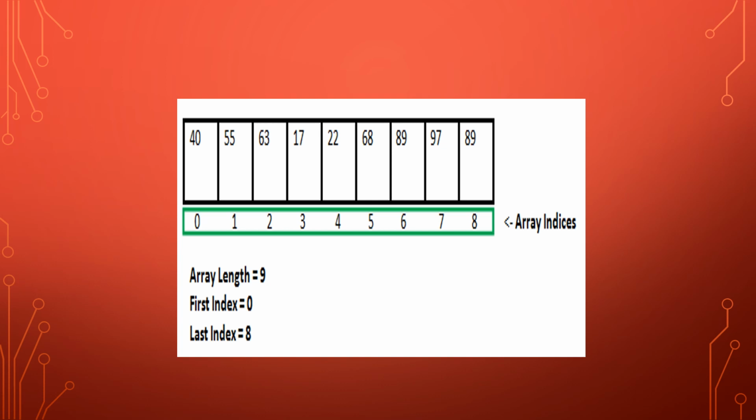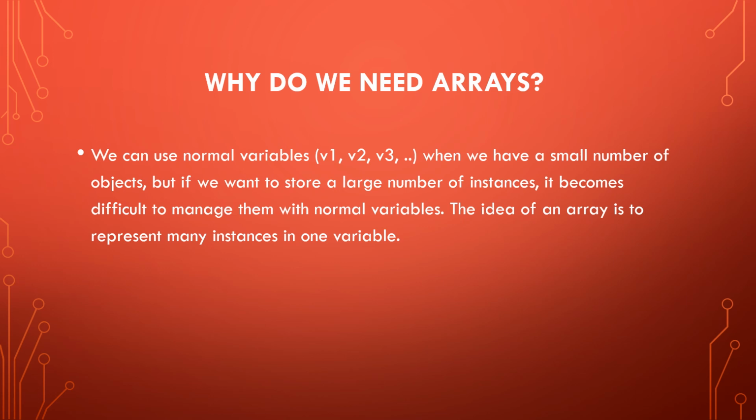In the figure shown, the array is of length 9. The first index is considered as 0 and the last index is 8, and using these indices we can traverse through an array. Why do we need arrays? We can use normal variables v1, v2, v3 when we have a small number of objects. But if we want to store a large number of instances, it becomes difficult to manage them with normal variables. The idea of an array is to represent many instances in one variable.